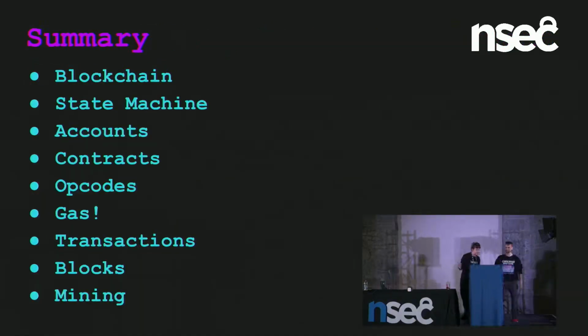So that ends our 10 minutes. Now you know everything about Ethereum. It's a blockchain. You can also think of it as a state machine. It has accounts. Accounts can be contracts. Contracts are made up of code, opcodes. They have gas prices. We send transactions. They go in blocks, and the blocks are mined. Any questions?